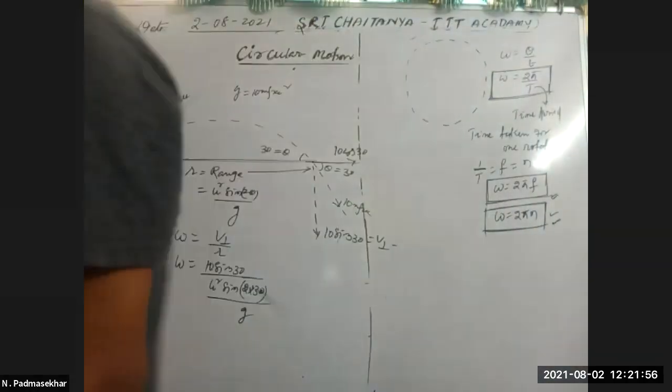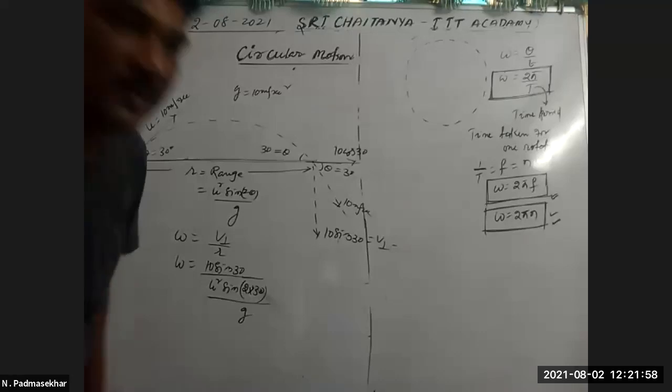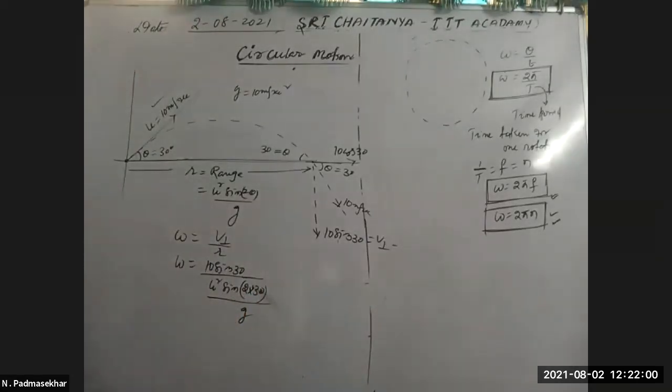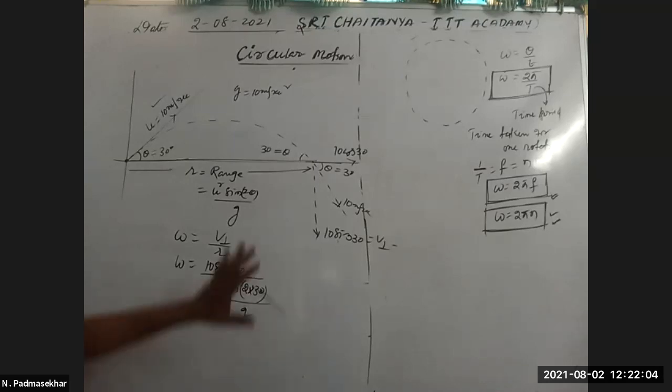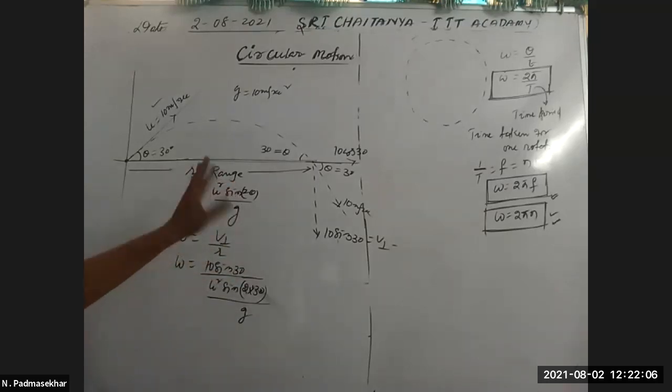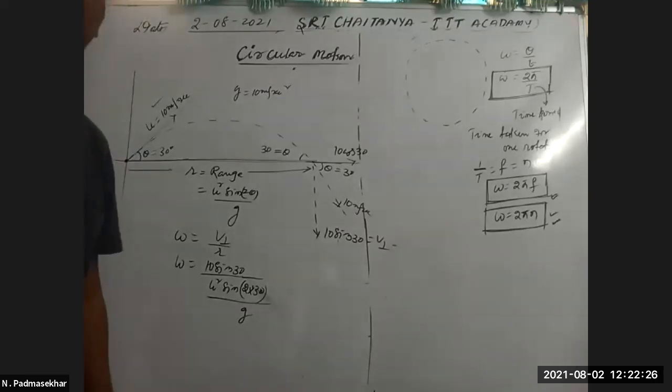Angular velocity is not confined to circular motion. It applies to any motion, like v equal to r omega. For any motion, v perpendicular is equal to r omega, and v bar is equal to omega bar cross r bar. Right?